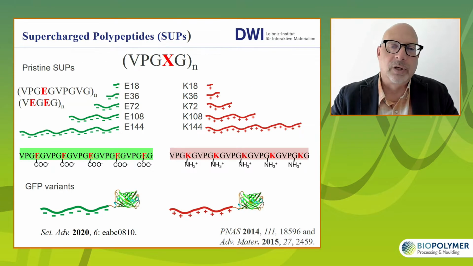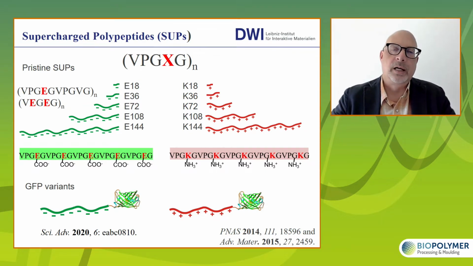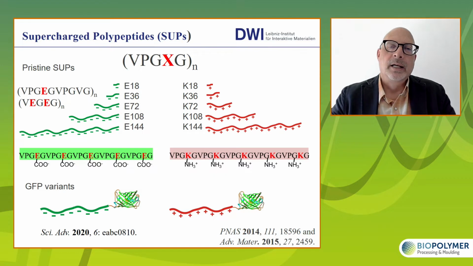If you look at the lower panel, you can clearly see that we can use these unfolded structures and fuse them to any other folded protein to make this type of fusions, as shown here for the green fluorescent protein variants. It needs to be pointed out here that the structures that we make are very, very precise.